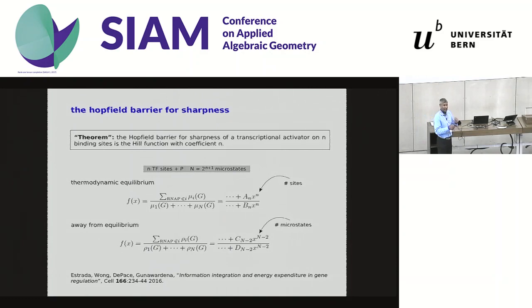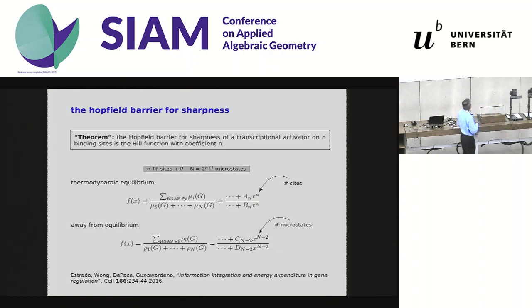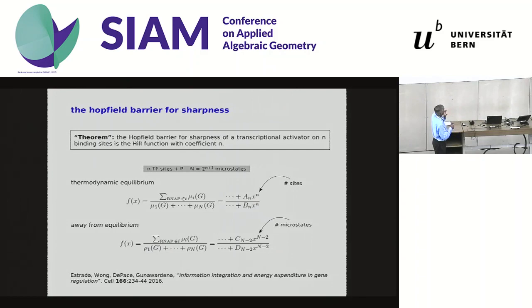But what happens away from equilibrium? Now all bets are off. Now the matrix tree theorem applies. And now the degree of this gene regulation function no longer depends on the number of sites, it depends on the number of microstates. So you get this combinatorial explosion in the degree. And this is the driving force behind this Hopfield barrier.